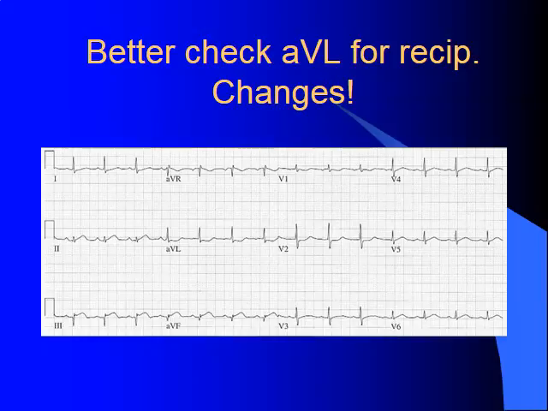We also have reciprocal changes in 1 and AVL, and this is indicative of a ST elevation MI. This is a heart attack. There is some type of culprit artery, more than likely the right coronary artery, rather than the left circumflex, more than likely.